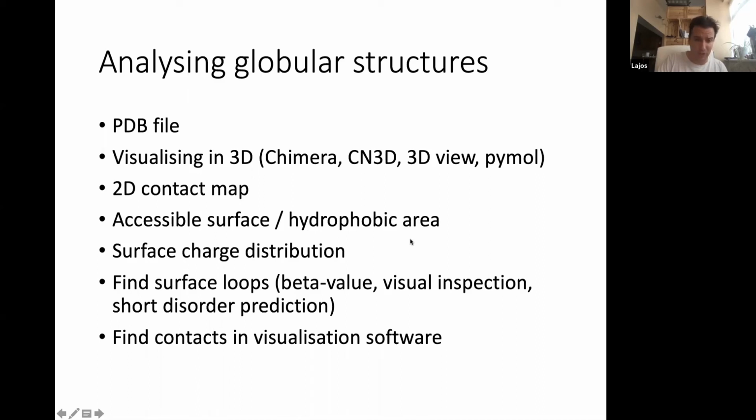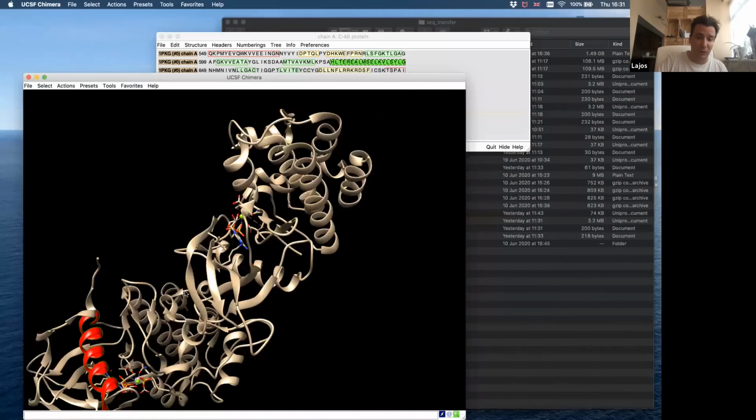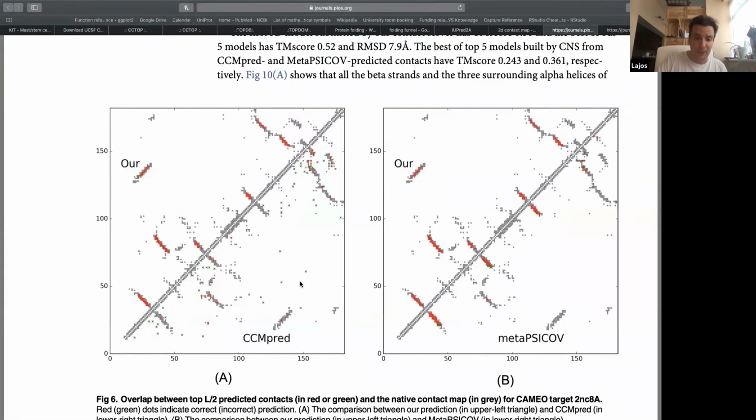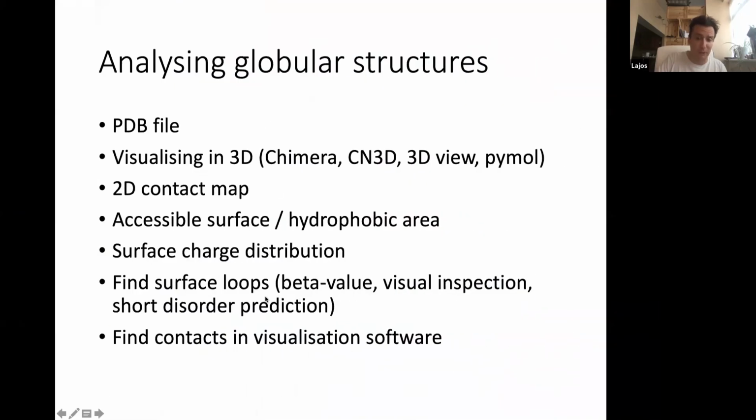The accessible surface and hydrophobic area, I spoke about that. It's very important and it's very easy to calculate. Programs can visualize the surface charge distribution. For example, in Chimera, instead of visualizing the backbone, you can put the surface on it. I don't want to do that because it's sometimes a bit slow, but you can color the surface by charge, and you can also see specific things on the surface.